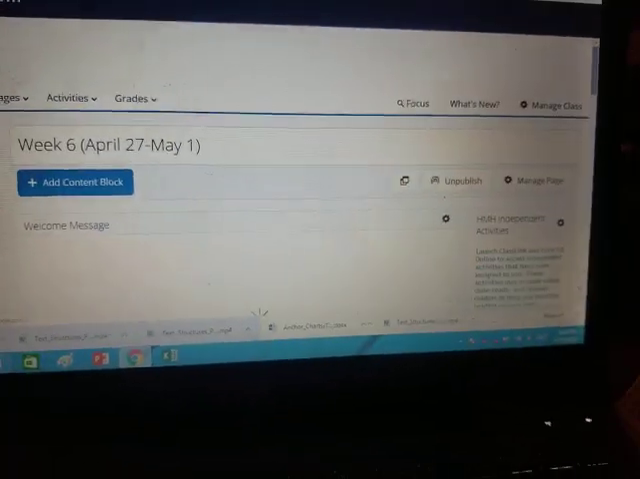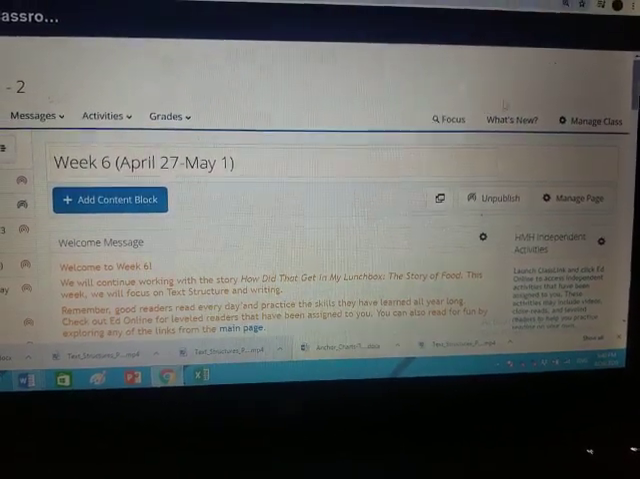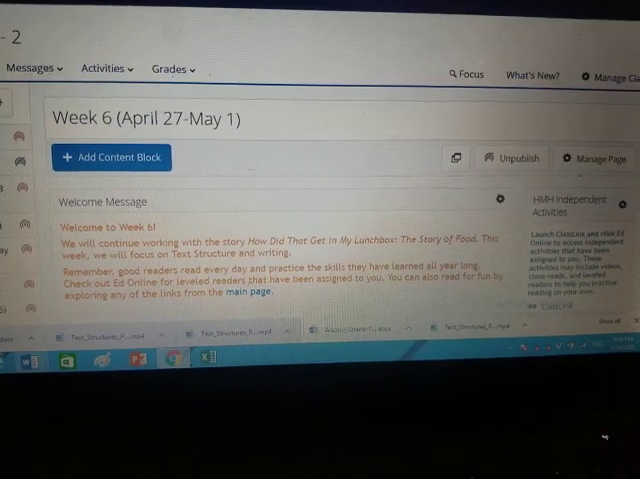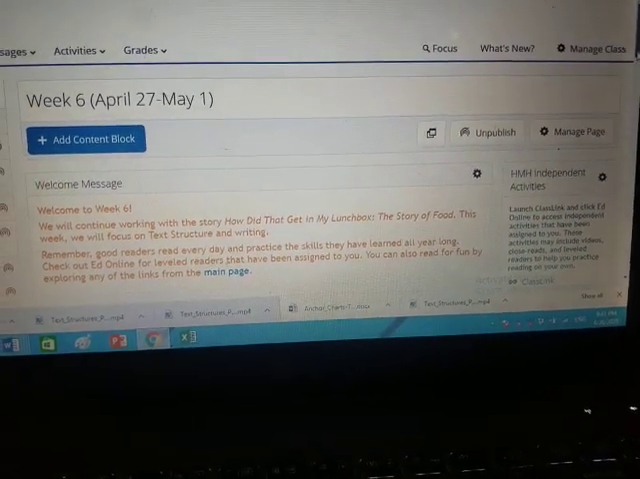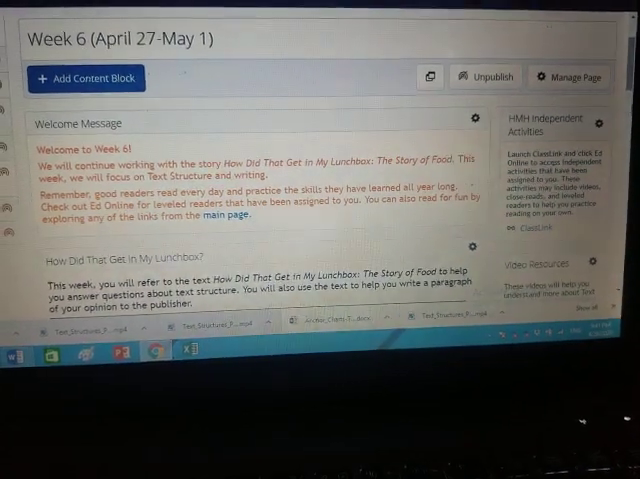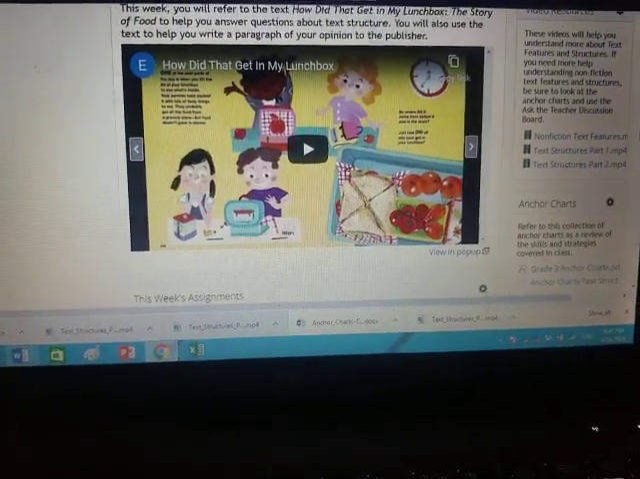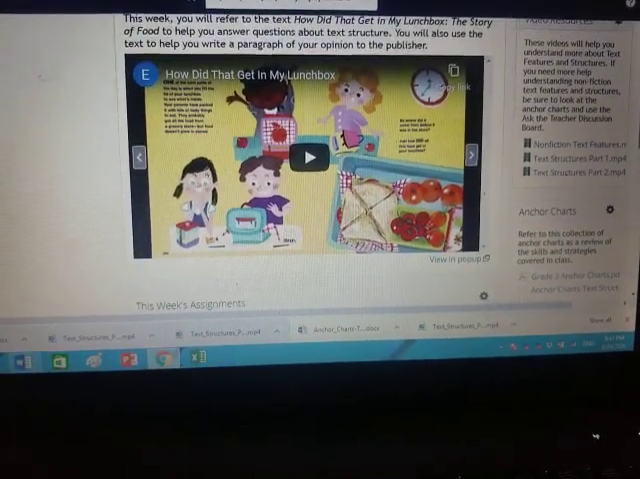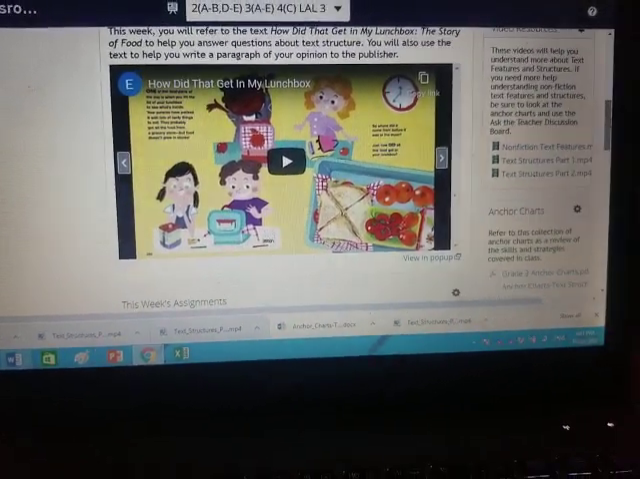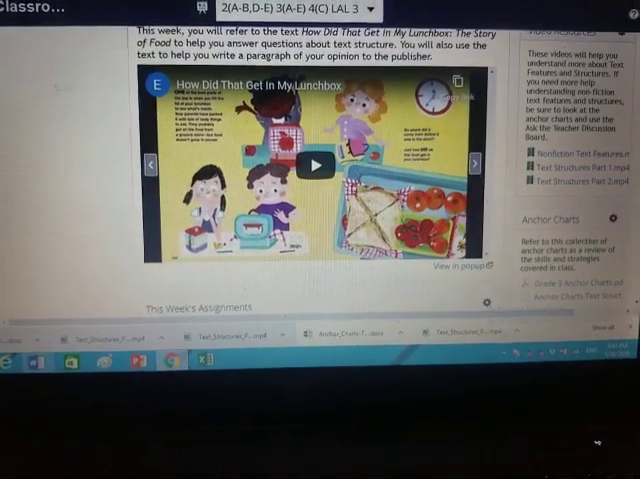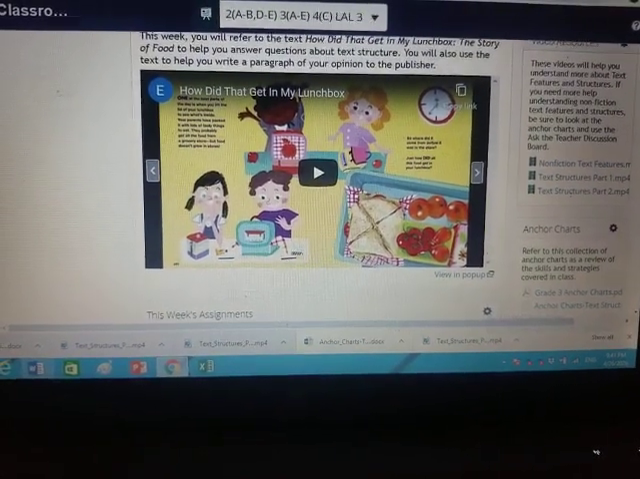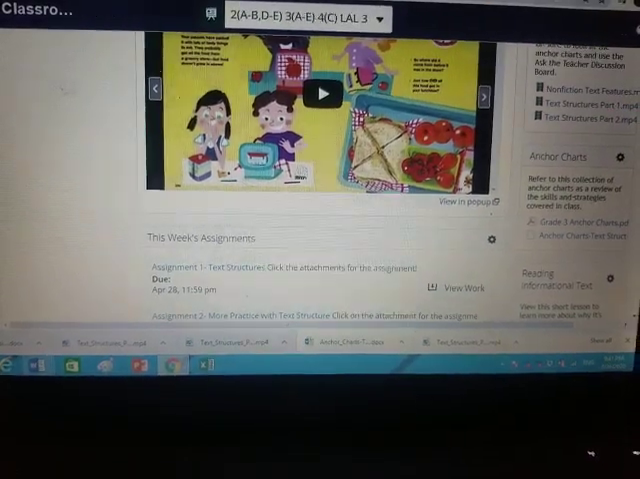When you get to week 6, you're going to see it's the same story from last week. How did that get in my lunchbox? The story of food. So if you scroll down, you're going to see the YouTube video again, just in case you need to watch it so you can hear the story all over again, or you can read it on your own because you have the book at home. So it's up to you how you want to do it. But please, I recommend that you listen to it again just in case you don't remember the story.